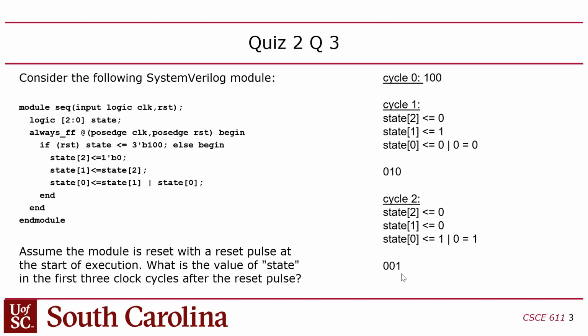I'm not sure if I explained that very well, but the point is that when you're calculating the next state, look at the previous state, right? So in these always statements that are sensitive to the positive clock, you're always using the previous cycle's value to calculate the next cycle, right?